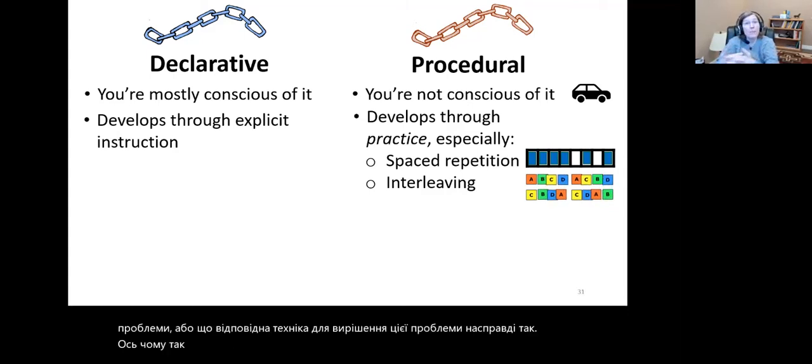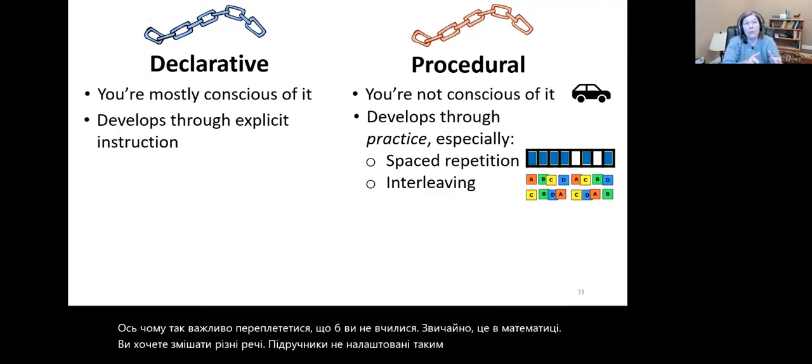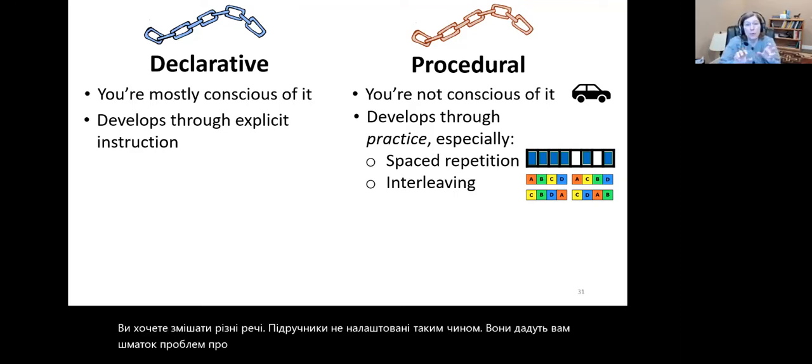Of course, that's in math. You want to mix up different things. Textbooks are not set up this way. They will give you a chunk of problems about a certain idea, but they won't mix up those problems. So that's why it's important for professors and for students themselves to find ways to mix up problems so they're interleaving, and then that will help build their procedural understanding of the pattern differences between these problems.